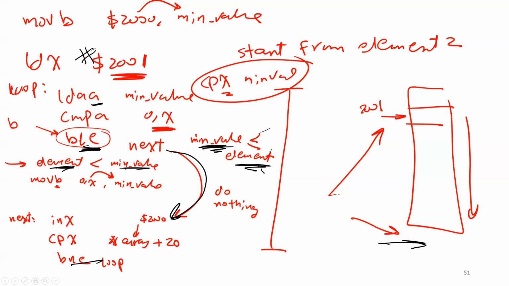So at this part, I'm going to compare minimum value to 0, x. Then I'm going to say if it is less than or equal, so if the minimum value, which is stored in A, is less than or equal to this one, please skip this part. Otherwise, if this one is bigger than this one, I'm going to take this element and put it in minimum value. Any questions?